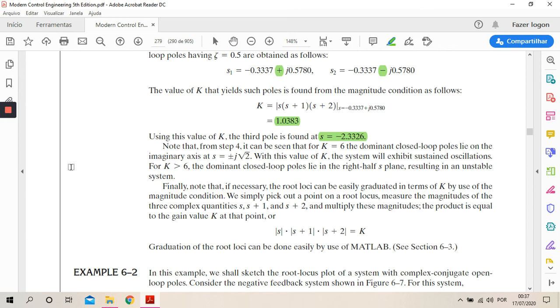Finally, note that if necessary, the root loci can be easily graduated in terms of k by use of the magnitude condition. We simply pick out a point on a root locus, measure the magnitudes of the three complex quantities s, s plus 1, and s plus 2, and multiply these magnitudes. The product is equal to the gain value k at that point, or the magnitude of s times the magnitude of s plus 1 times the magnitude of s plus 2 equals k. All right, my friends, this was the video about the root locus technique for system stability.